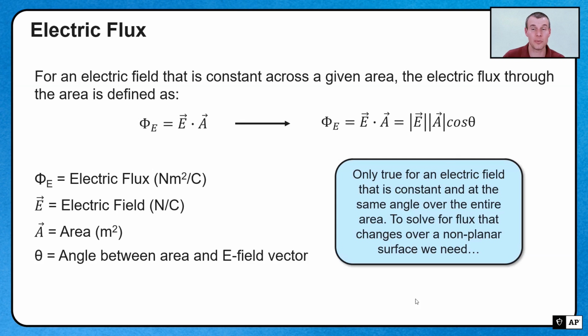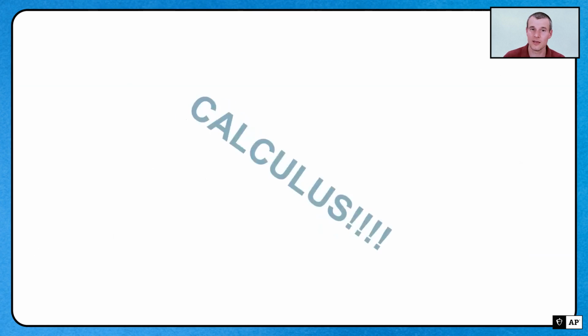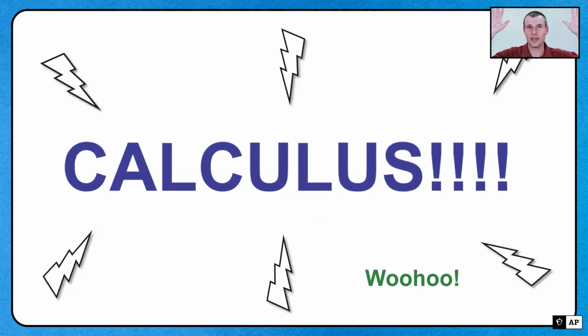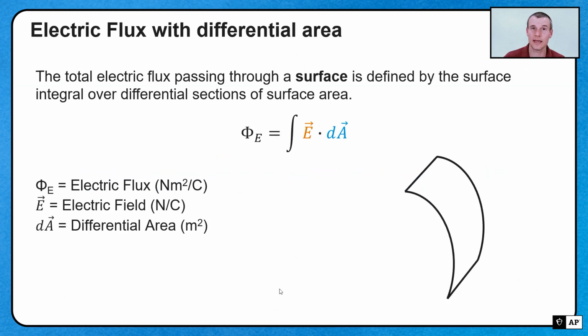But if it's non-planar, that means we're going to be changing a couple different things. We're going to need something else to solve this. What are we going to need? Calculus! I'm excited. You're excited. Let's hop to it. So looking at the calculus version of this, we're taking the integral sum of the E field dot all the little area elements that are in our particular surface.